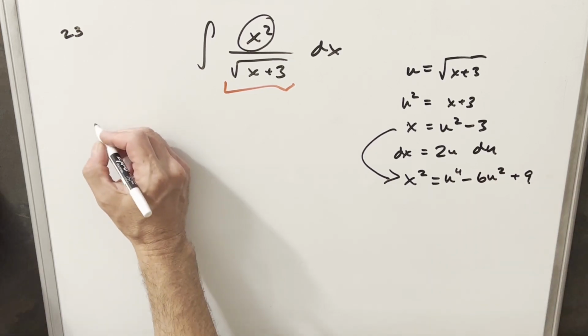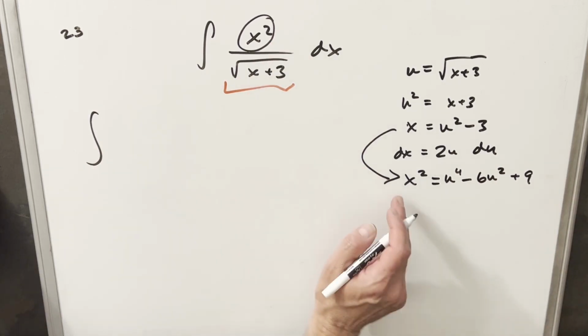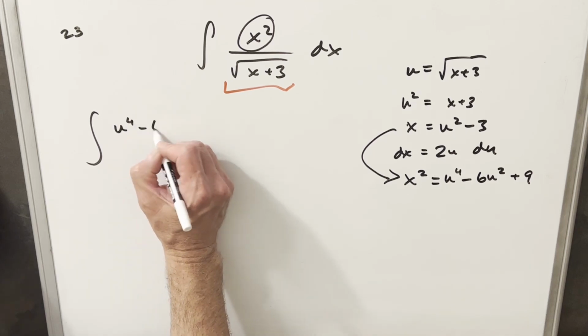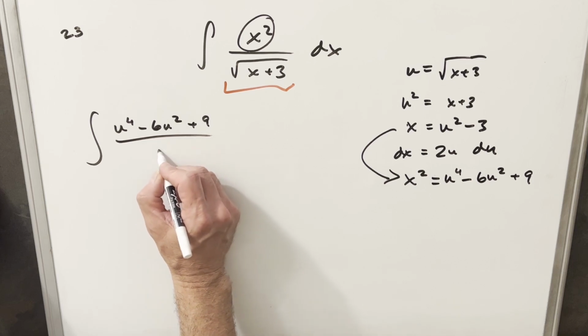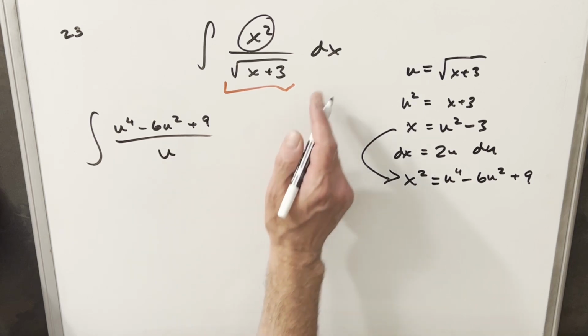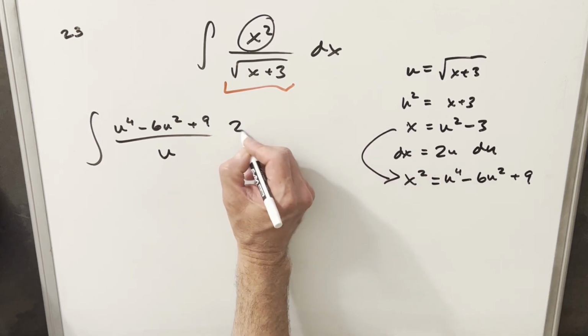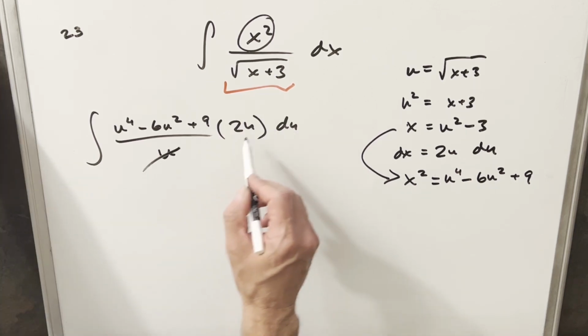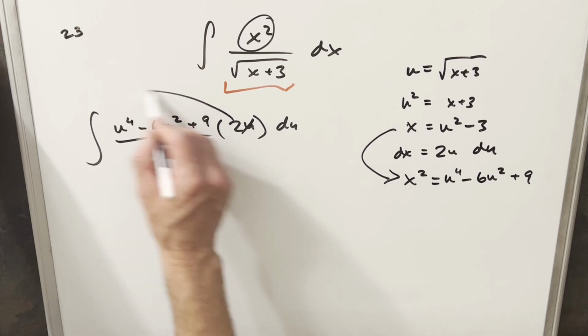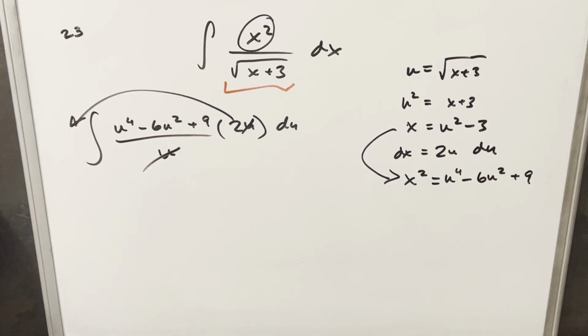Okay, now let's make this substitution. In our numerator, we're going to have this x squared, so it's going to be u to the fourth minus 6u squared plus 9. Denominator is just going to be u. That's nice. And dx is going to be 2u du. And then we'll get some nice cancellation right here of the u's. I can bring my 2 out front. And so now we just have power rules.